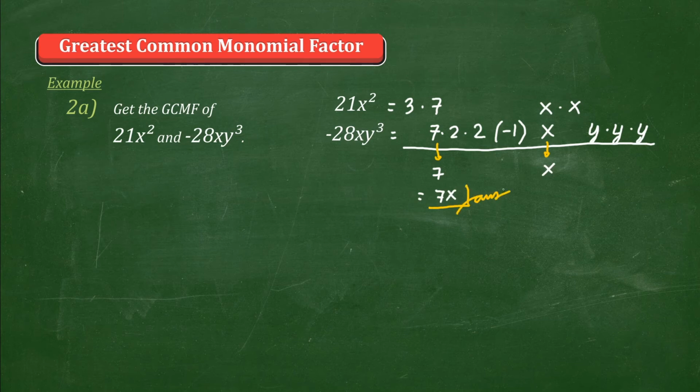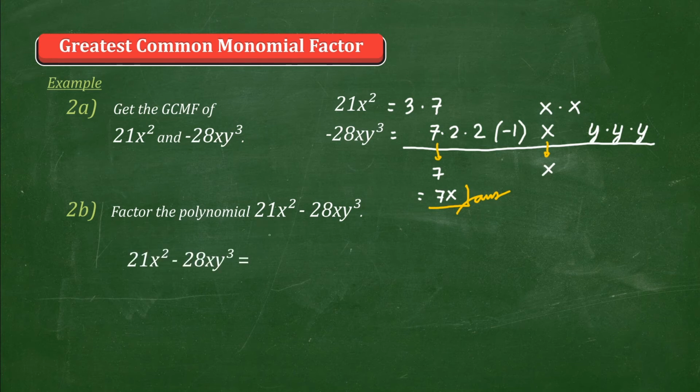But we're not yet done. Let's answer the next question. Finally, we are factoring. So, how do we factor the binomial 21x squared minus 28xy cubed? Recall that when we say factor, we need to look for some values that when multiplied will make a specific value. So, the first step is we write the GCMF of the two terms in our polynomial.